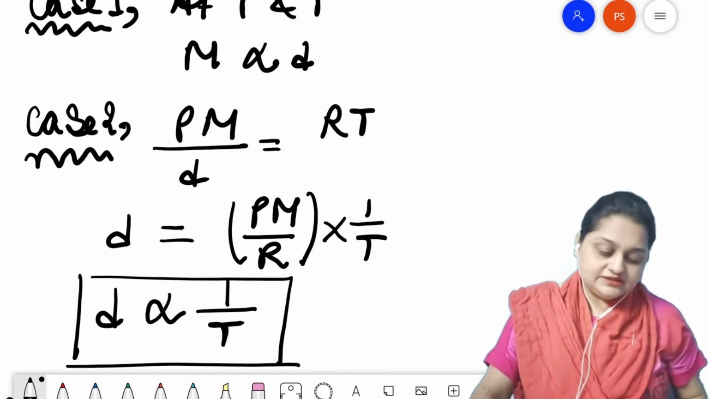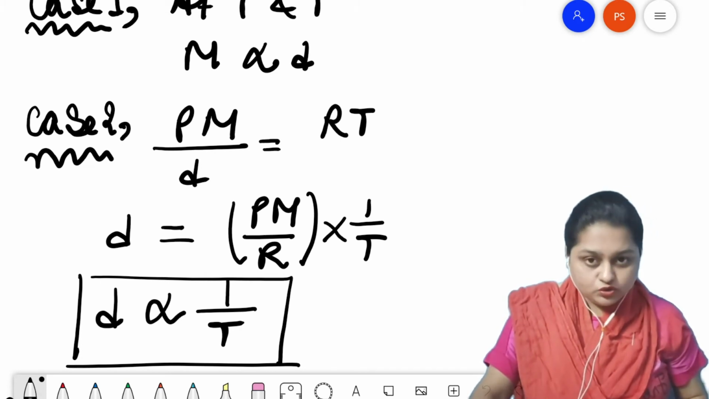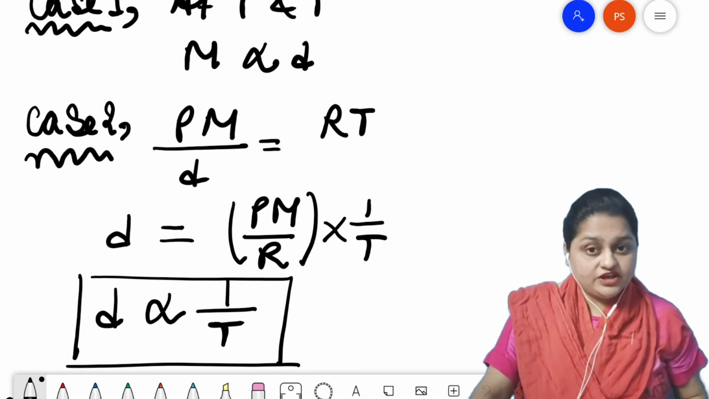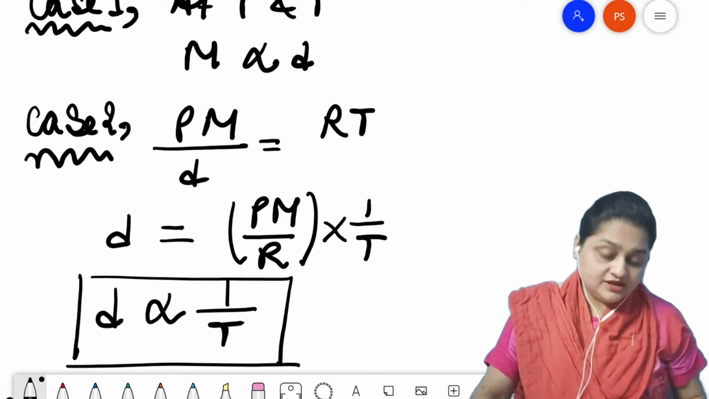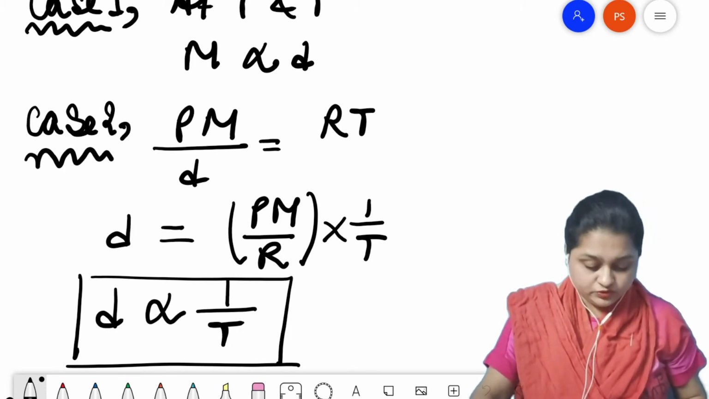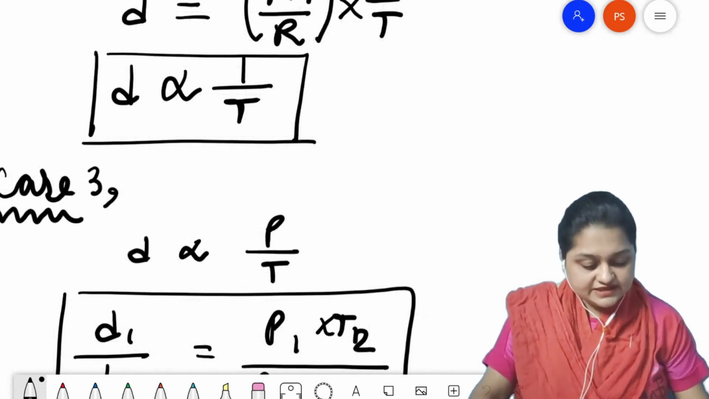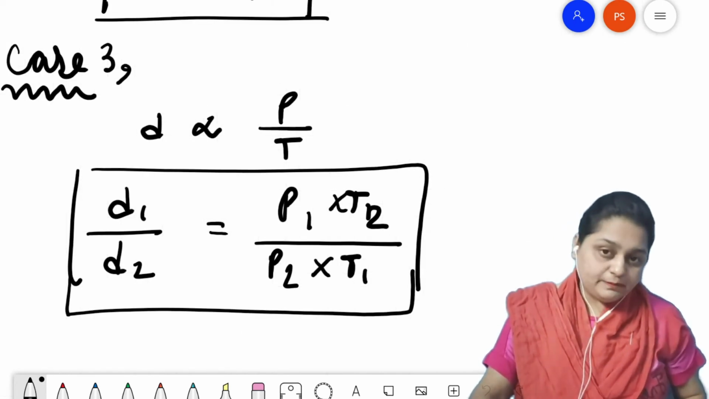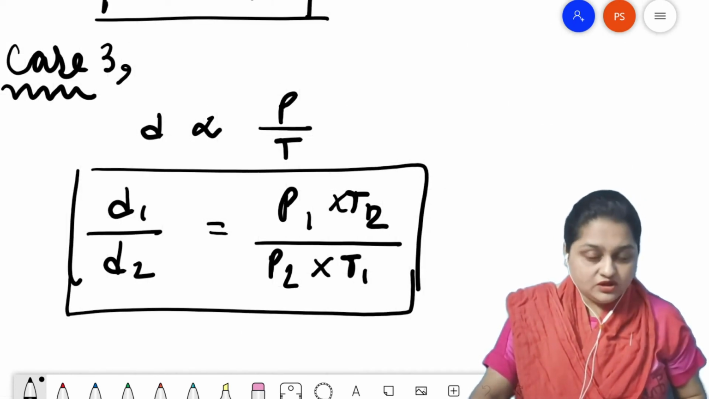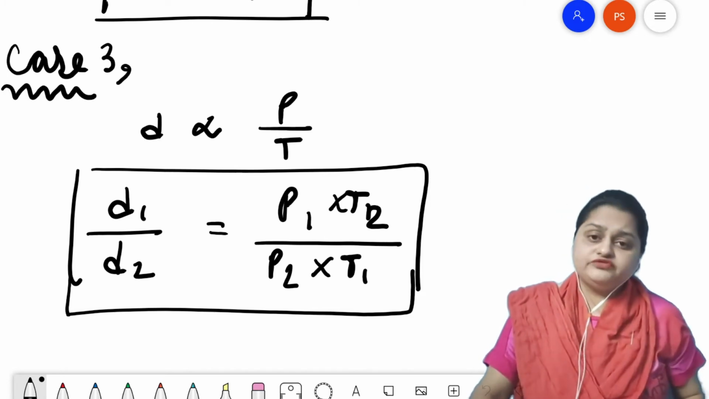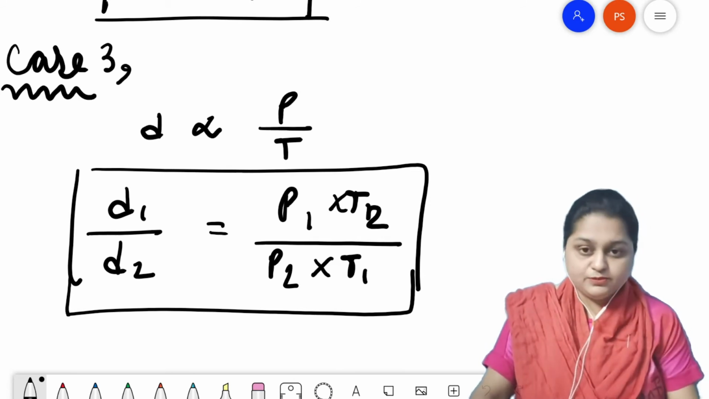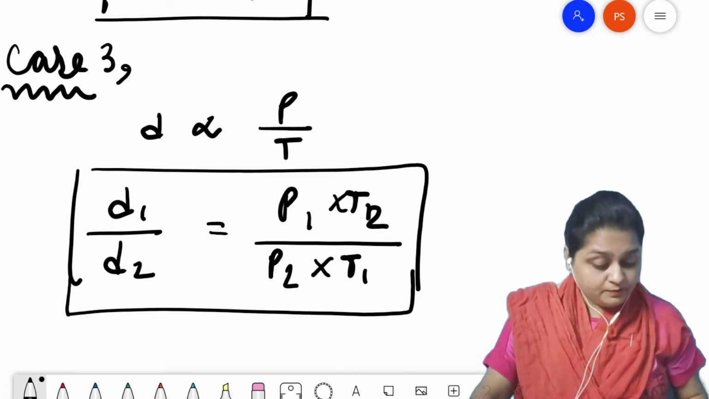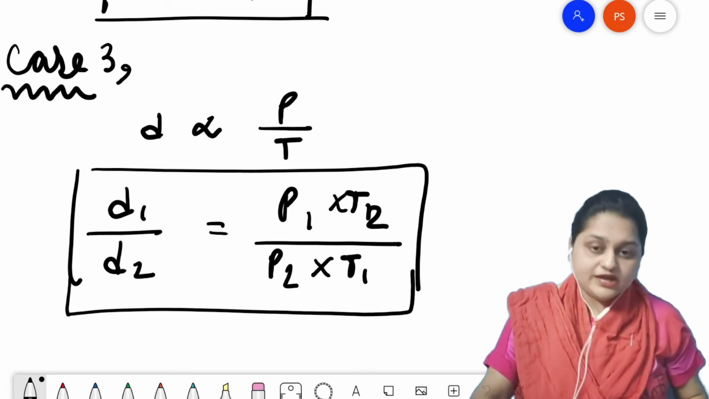We also find that if we take a particular gas and at constant pressure observe the variation of the density with the variation of temperature, the density is inversely proportional to the temperature. And in the last case, for a particular gas, when we alter both parameters, pressure and temperature, the density of the gas varies according to this particular equation, which says d1 by d2 equals p1 t2 by p2 t1.